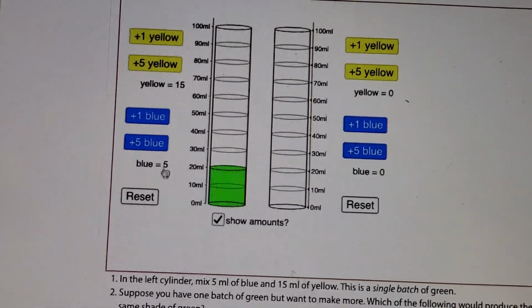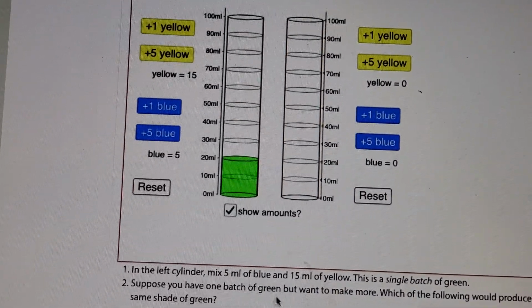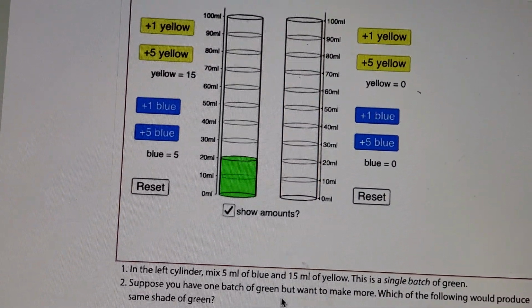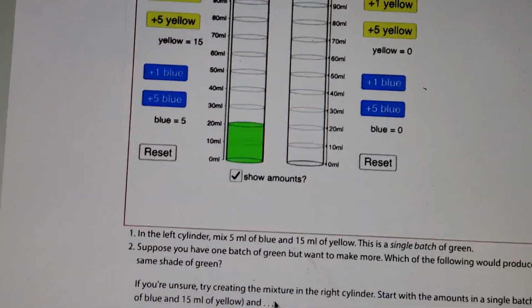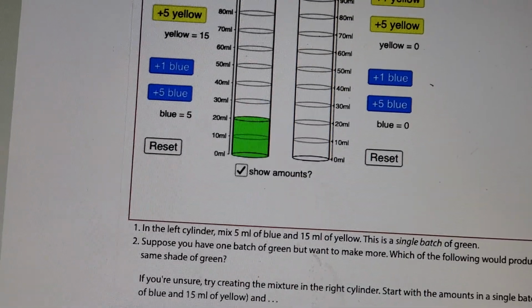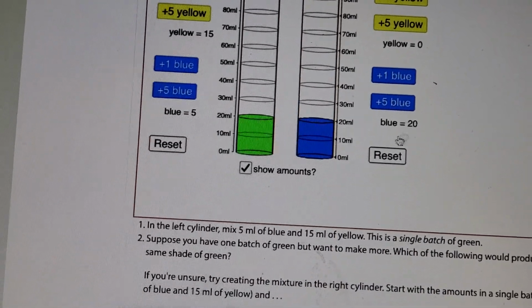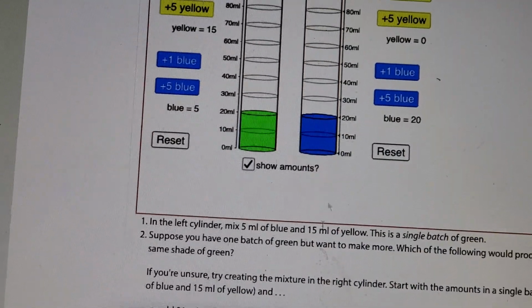Oh, I'm going to keep that on because look, it tallies it up. Suppose you have one batch of green but want to make more. Which of the following would produce the same shade of green? Okay. You're unsure. Oh, we already did that. Add 20 milliliters of blue. Okay, 1, 2, 3, 4. 20 milliliters of blue and 20 milliliters of yellow.